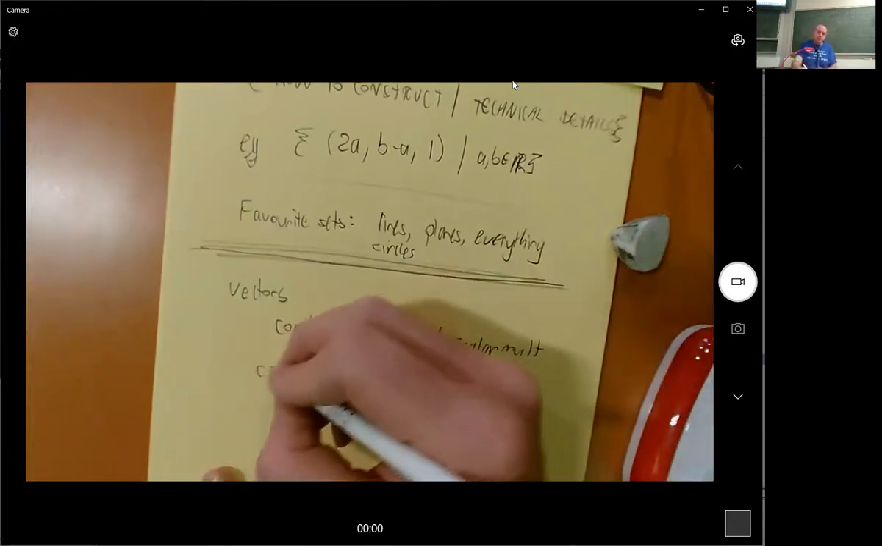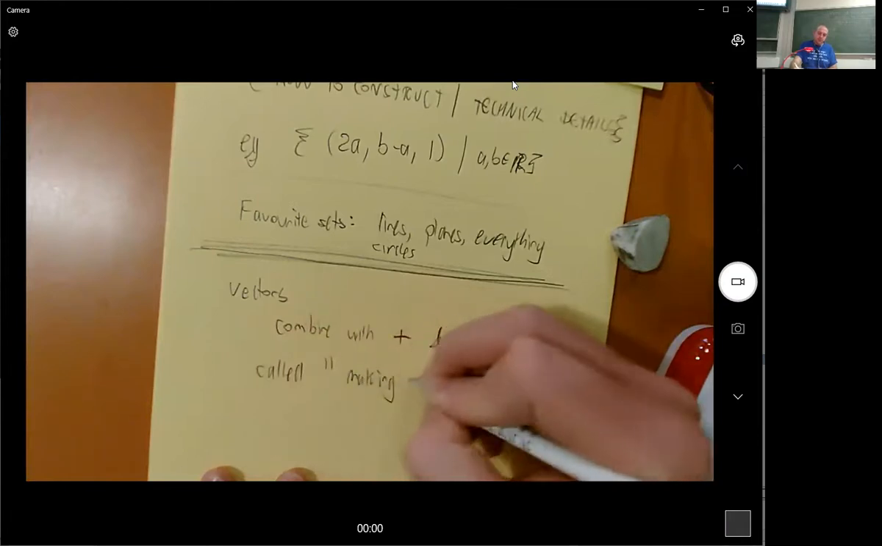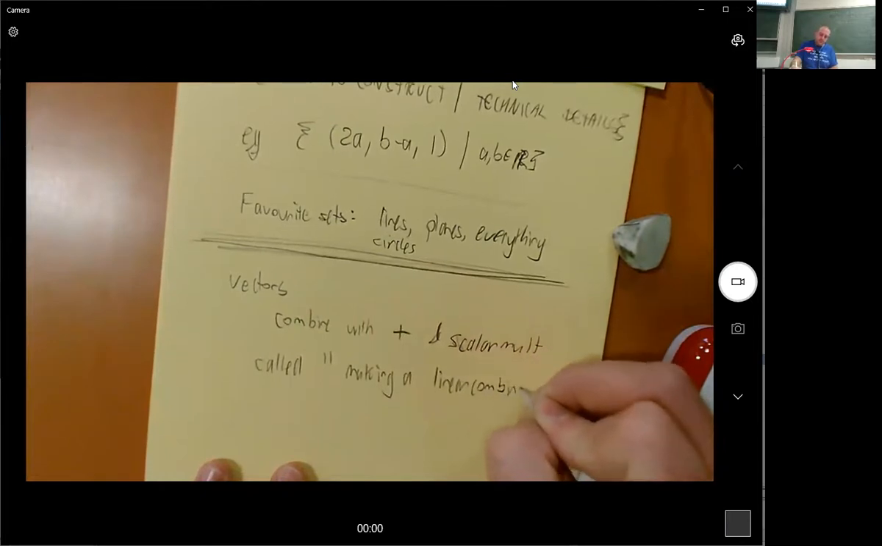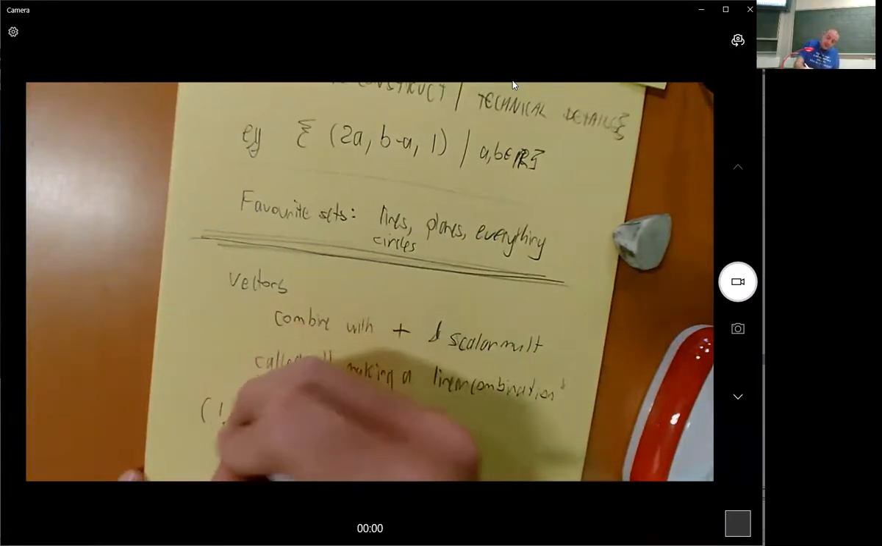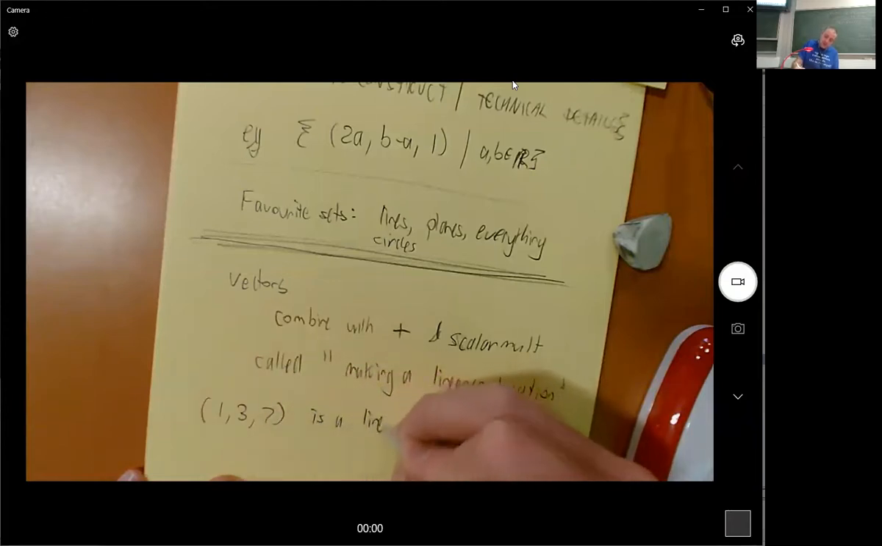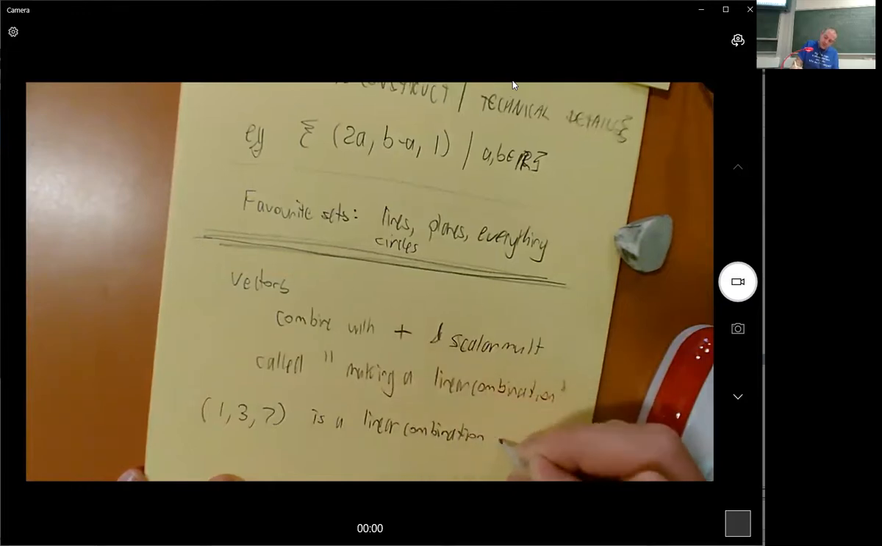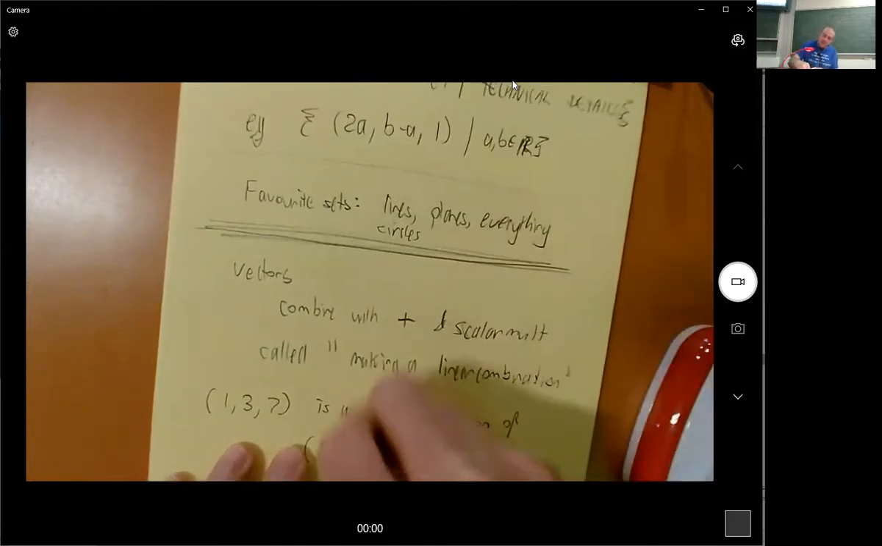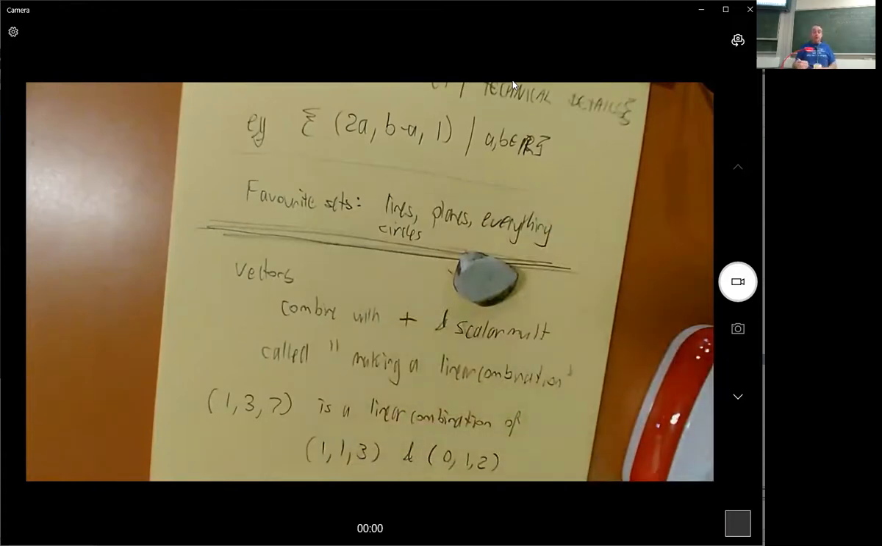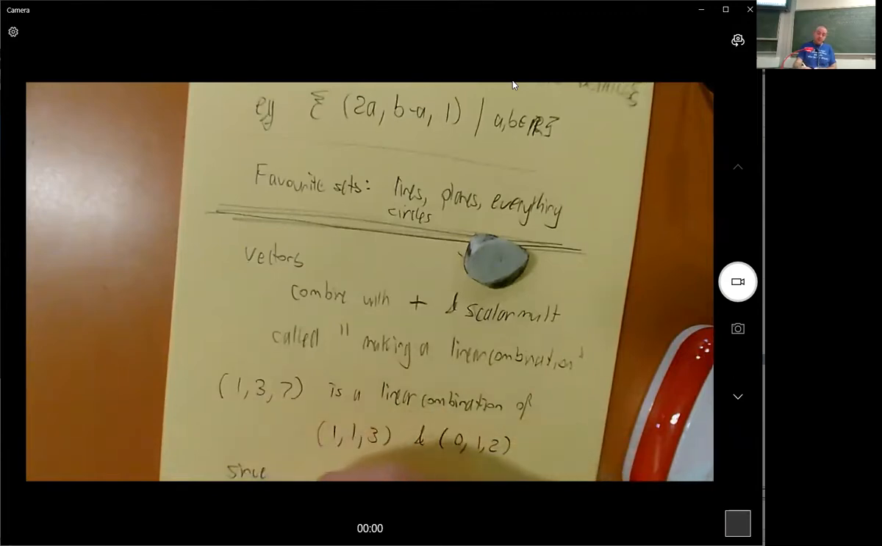Then that's called making a linear combination. So for example, I would say that (1, 3, 7) is a linear combination of (1, 1, 3) and (0, 1, 2), because when I do 1 of (1, 1, 3) and 2 of (0, 1, 2), I get 1 plus 0, which is 1, 1 plus 2, which is 3, and 3 plus 4, which is 7.